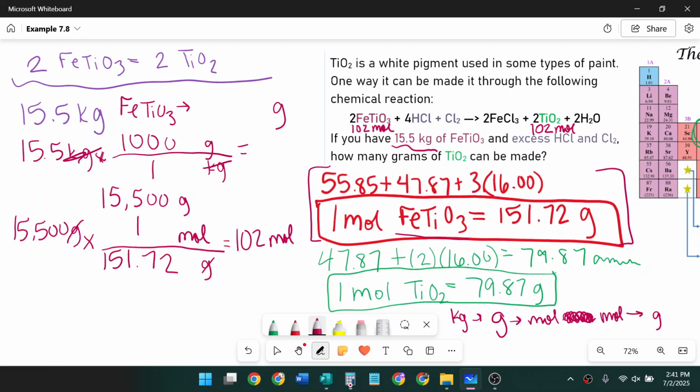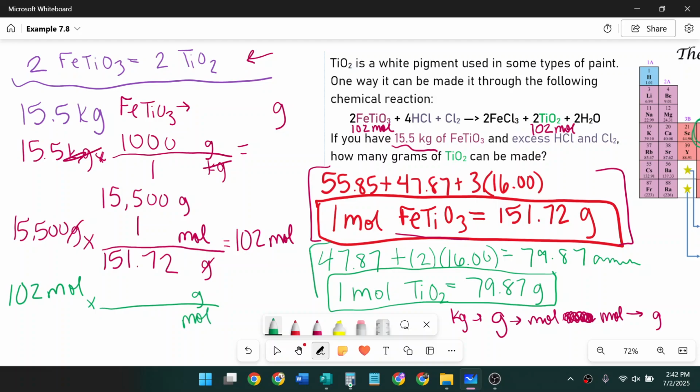So does that make sense? I use this to recognize that however many moles I have of one is how many moles I'm going to get of the other. What I have to figure out now is what that means. So I'm going to get 102 moles of the green one, the TiO2, but I've got to convert that into grams because the problem didn't ask me how many moles of TiO2 can be made. It asked me how many grams of TiO2 can be made. So we're going to take this and we're going to convert it into grams by using the conversion relationship.